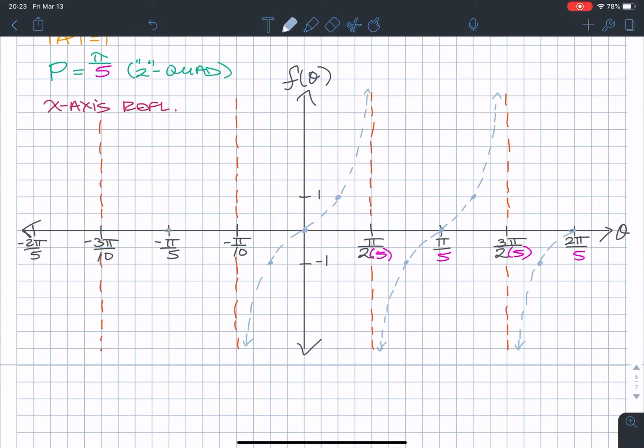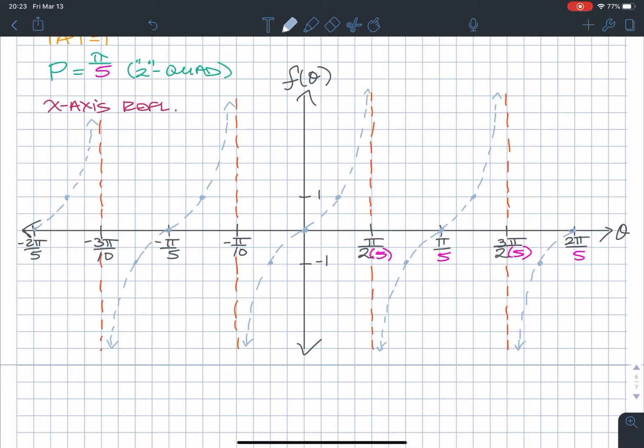Once you get used to plotting these, they should be a lot easier. Might seem cumbersome for the time being, but I assure you, the more you do it, the easier it gets.